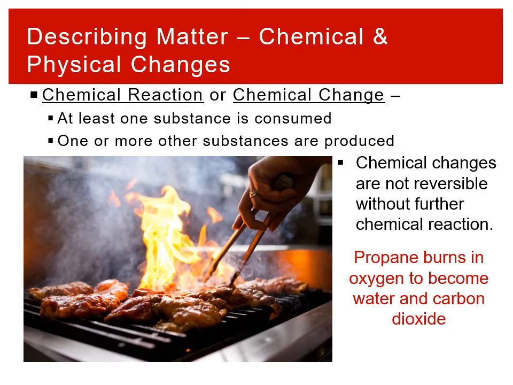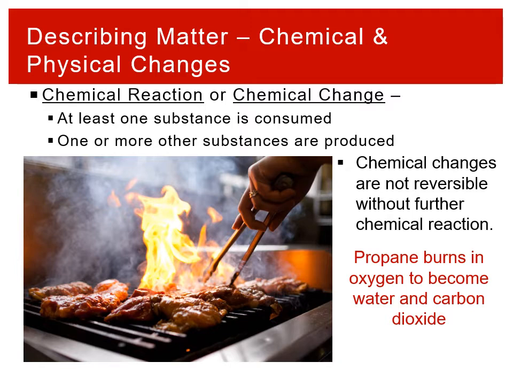So before we get into properties, we want to talk about changes. Matter can undergo different kinds of changes, the first being a chemical reaction or chemical change. In a chemical change, at least one substance changes into another substance. So at least one substance is consumed, it no longer exists, and one or more other substances are produced. Chemical changes tend to not be reversible without further chemical reaction.